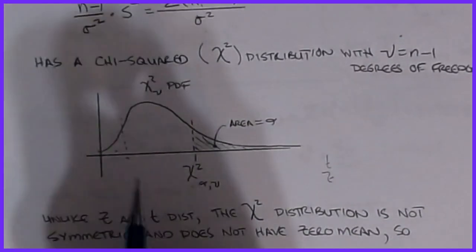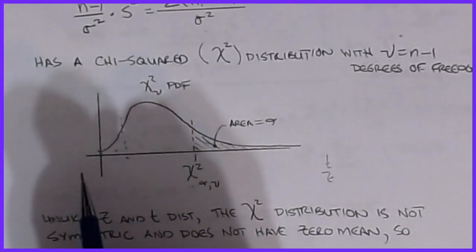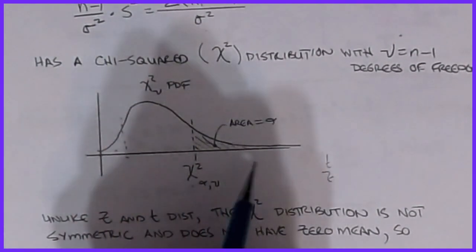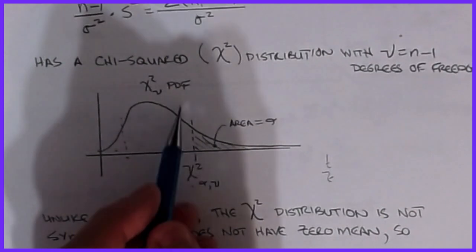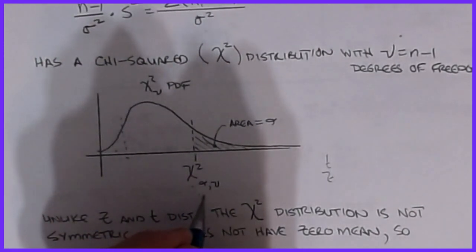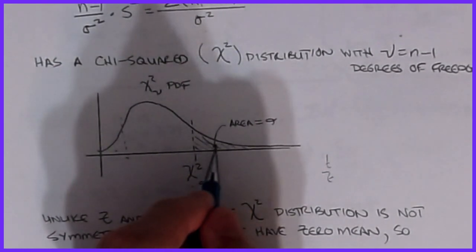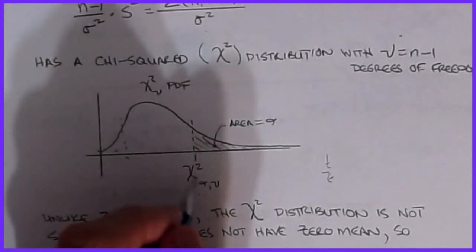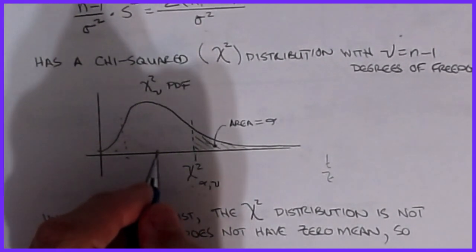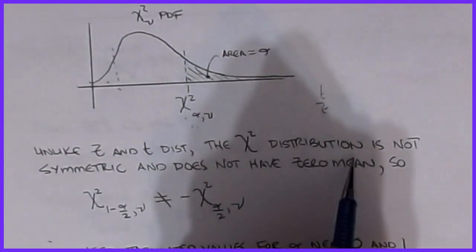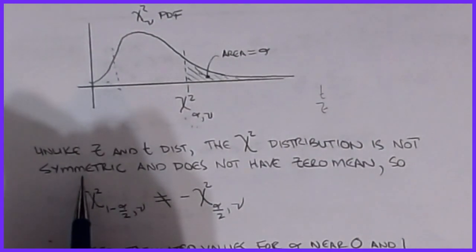If we look at this table, it looks very different from a normal distribution, but it looks a lot like a t-distribution in the way that it's set up. We have different numerical values along here, and we have a chi-squared at some alpha value and nu, and we're looking for an area of alpha above that point. So this would be our definition for the 1 minus alpha area that we're dealing with. Now unlike the z and the t distributions, the chi-square distribution is not symmetric. It does not have zero mean.